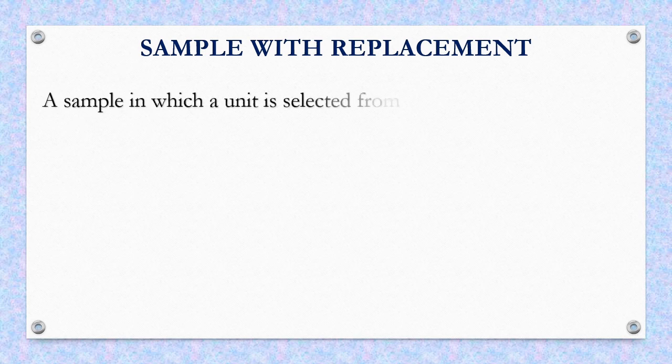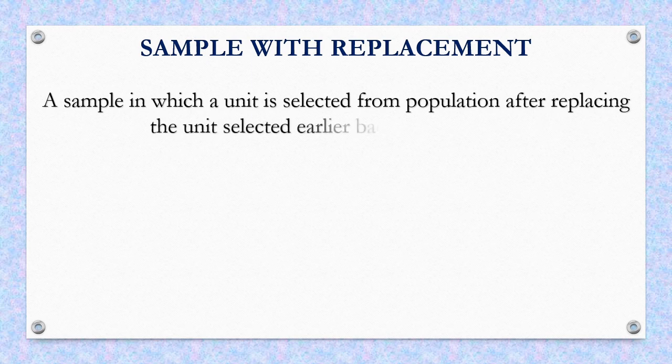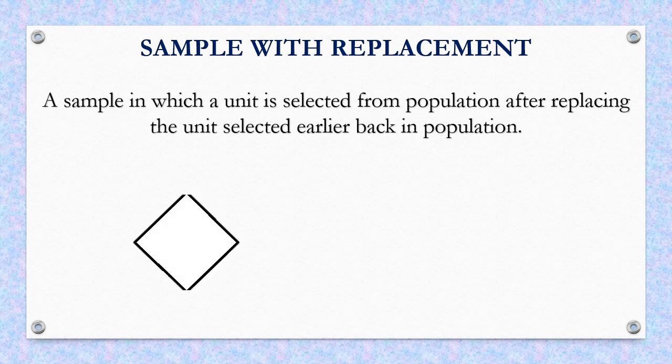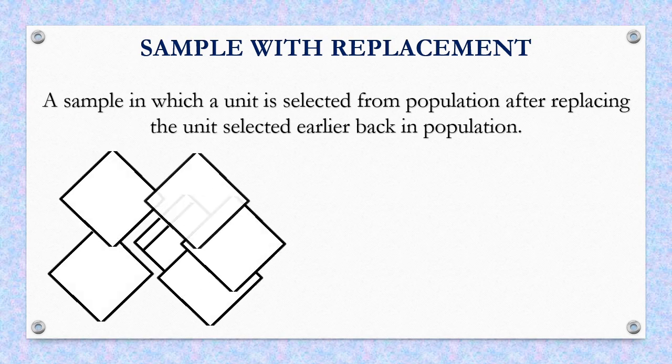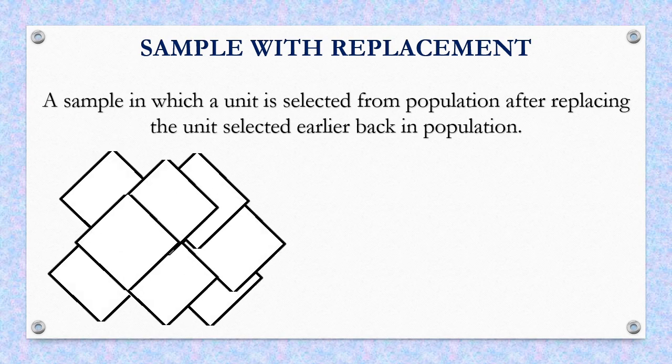Now, sample with replacement, let's see what it means. A sample in which a unit is selected from population after replacing the unit selected earlier back in the population. So sampling is done using two methods: sample with replacement and sample without replacement. When we do sample with replacement, assuming that there are 10 chits here which I have prepared for you guys.